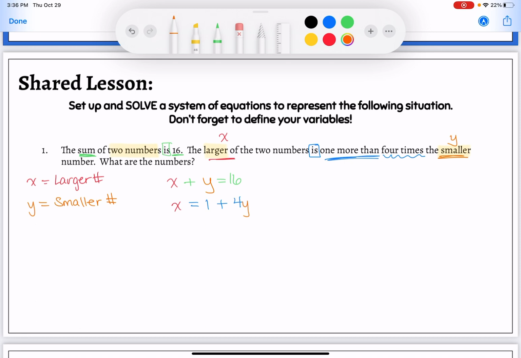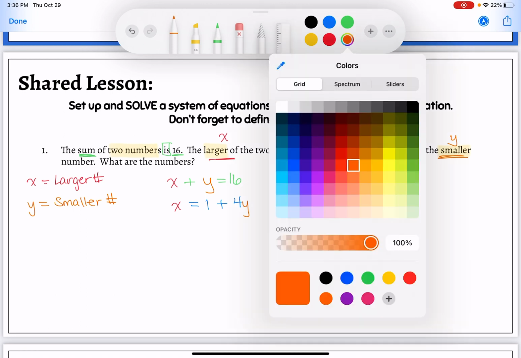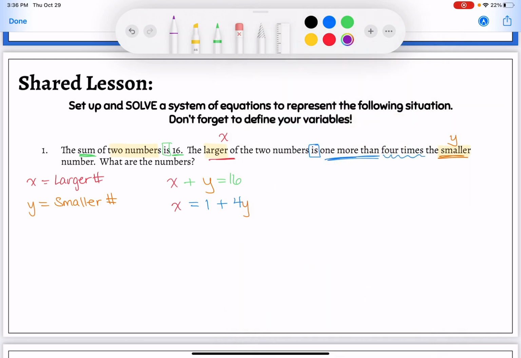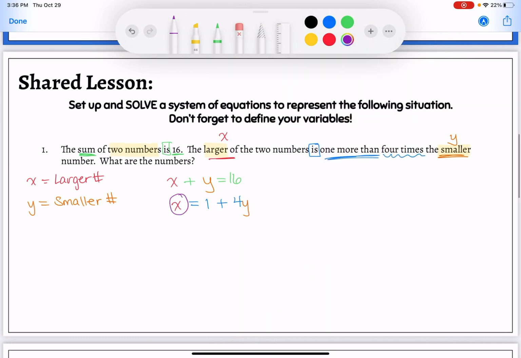Our two sentences gave us two different equations. Now we need to solve. Hopefully when you look at this, you're like, oh, that's going to be substitution. I have an X equals, so I'm going to take whatever X equals there, which is 1 plus 4Y, and I'm going to plug it in for X in the top equation.